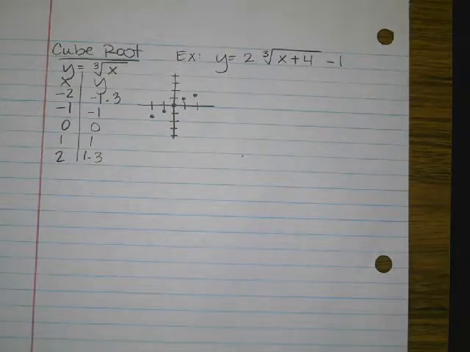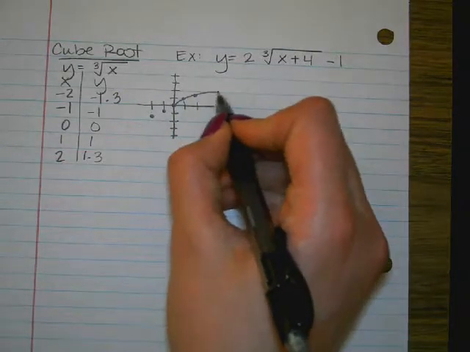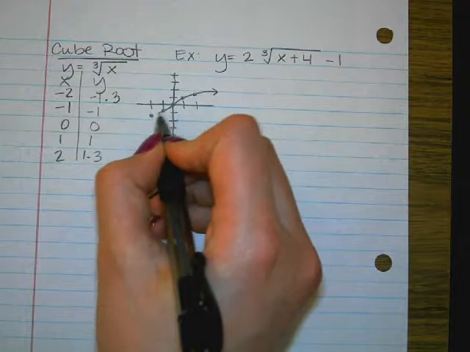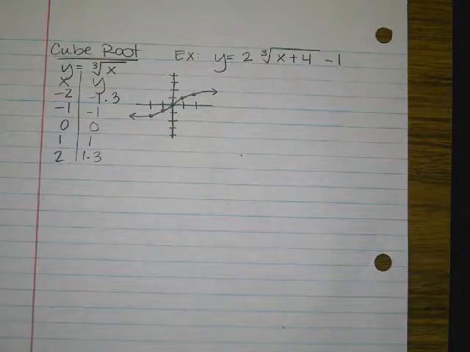Does anyone know what this looks like? It's like the S curve, like the last one we did, just flipped on its side. So this is kind of like a parabola going this way, and this one's kind of like half a parabola going that way. So that's what a cube root curve looks like. It's just the flipped version of a cubic.